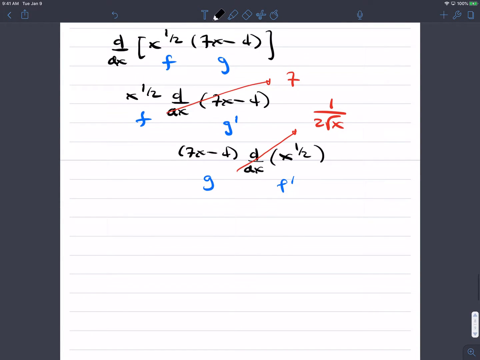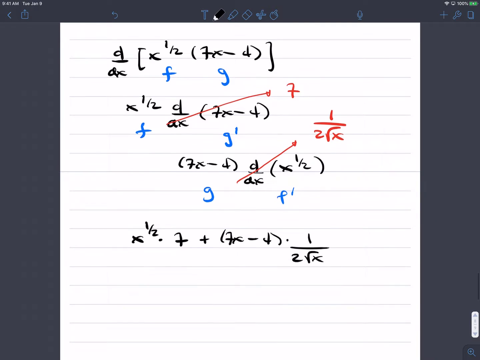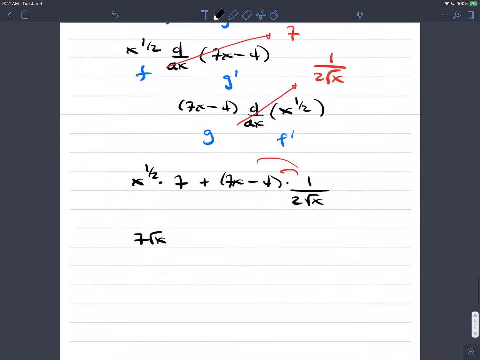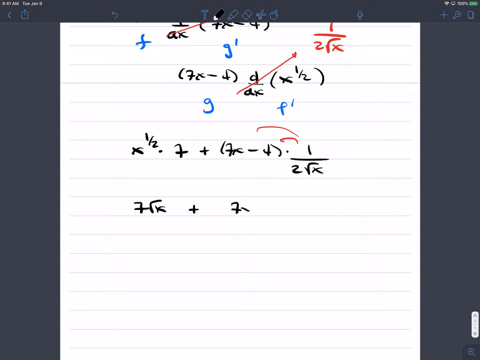And now we just have to do some arithmetic, do some algebra. x to the 1/2 times 7 plus 7x minus 4 times 1 over 2 square root of x. So when I distribute here, and more than distribute, but here's what we mean. We're going to multiply and we're going to distribute here. Here's what we end up with. 7 times that square root of x plus 7x minus 4 over 2 times the square root of x. Now, this is the derivative here. Okay, let's actually write this as a final answer.